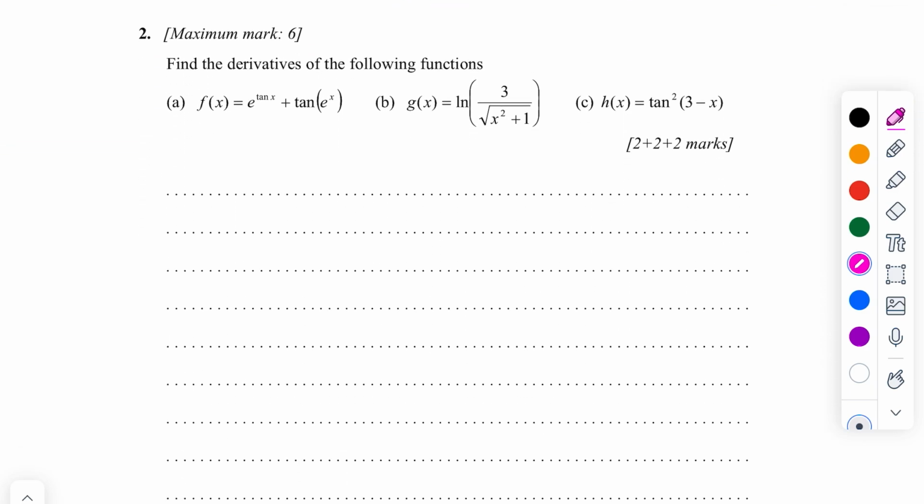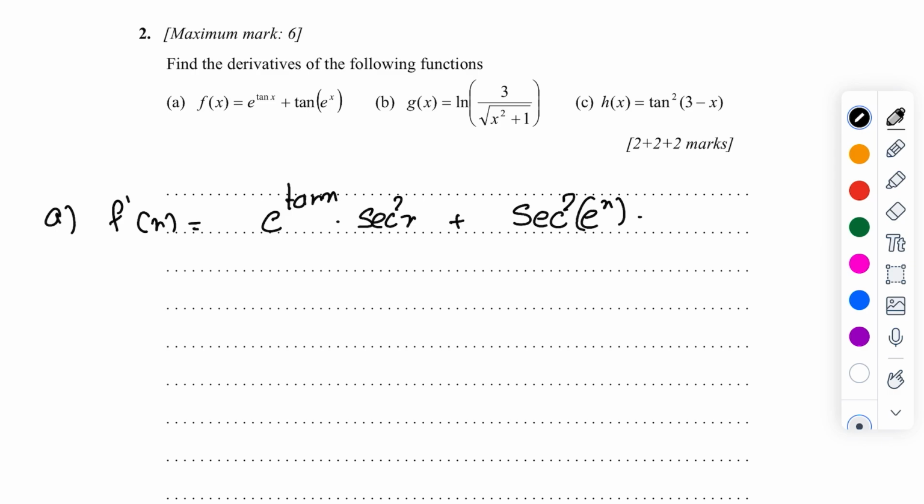Question number 2. Find the derivatives of the following functions. Part A, f prime x: e power tan x derivative is e power tan x times the derivative of tan x, which is secant square x. Next, tan e power x derivative is secant square e power x times the derivative of e power x, which is e power x. Then g prime x. Before doing g prime x, first of all, I'll simplify g of x. So ln a by b is ln a minus ln b.